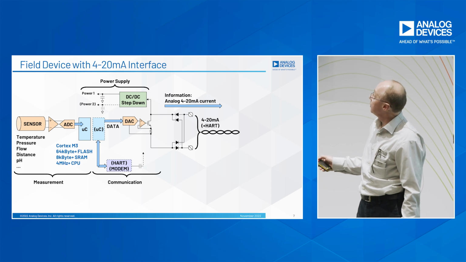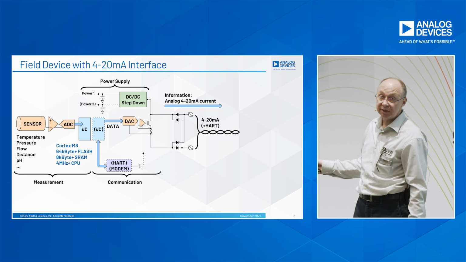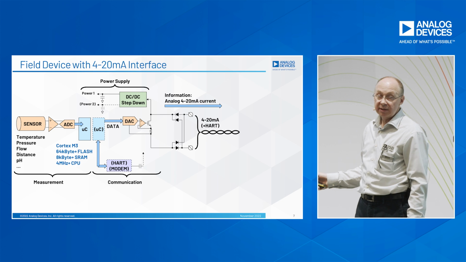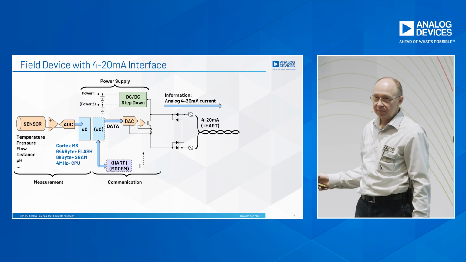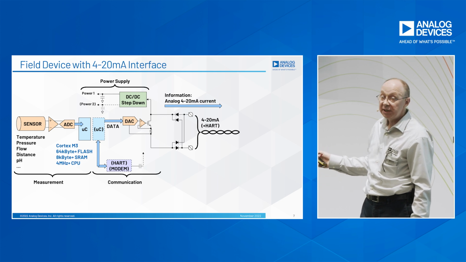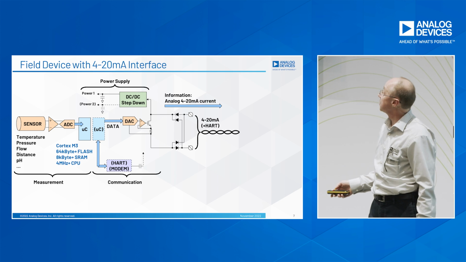So the 4 to 20 milliamp communication would look like that. You have a D2A converter, kind of taking the data, saying, okay, 0 or 100% convert to the current, and driving the current in the loop. And then, of course, you have some DC-DC step-down converter to supply the insides, the guts of the sensor.